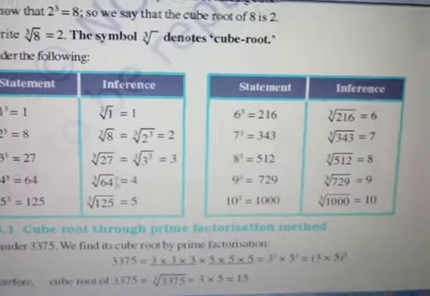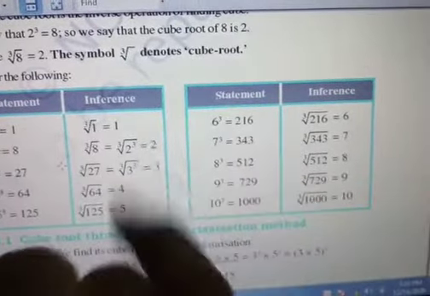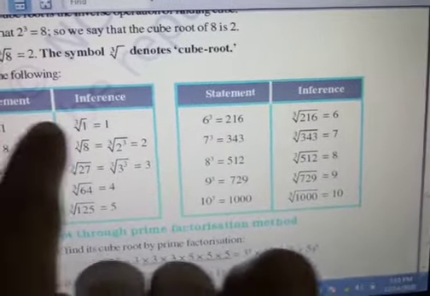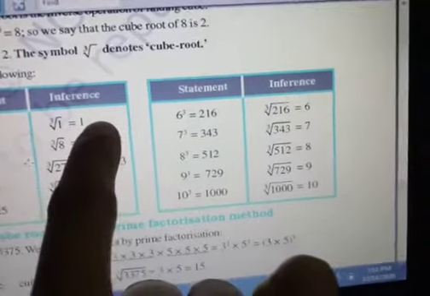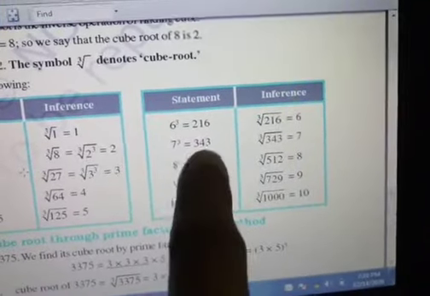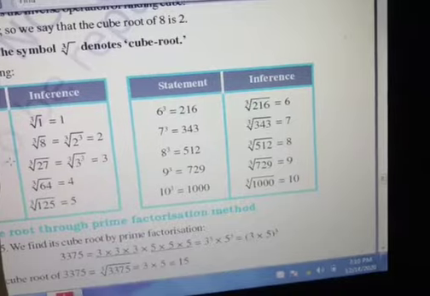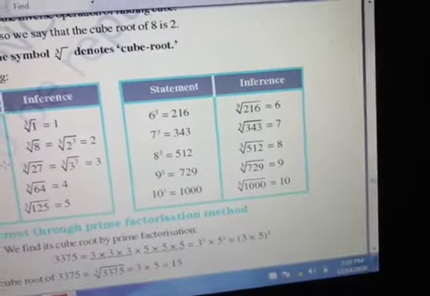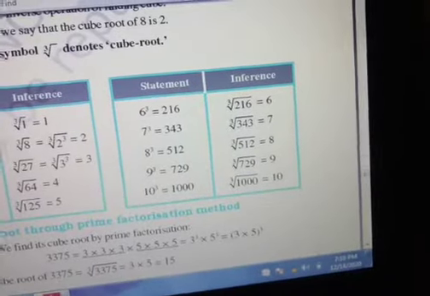You can find, children, 1 cube is what? 1. 1 into 1 into 1. 1 one is 1, 1 one is 1. So what is the cube root of 1? 1. 2 cube means 2 twos are 4, 4 twos are 8. So the cube root of 8 is 2, because the number 2 is repeated 3 times.